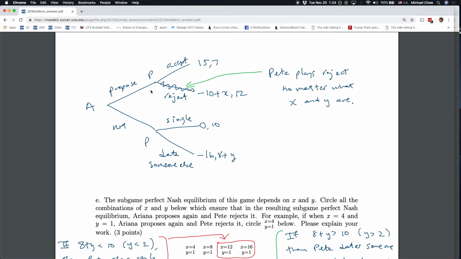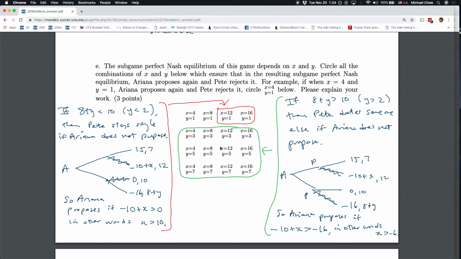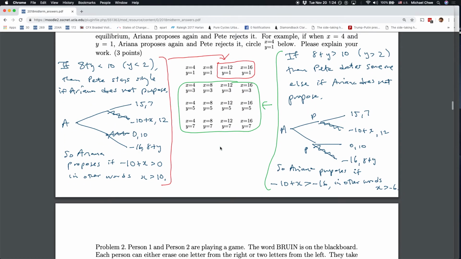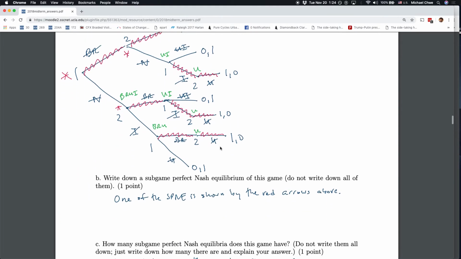So how bad did we do? I don't know. I haven't seen the grades yet for this. Okay, anyway. Number 2, Bruin.